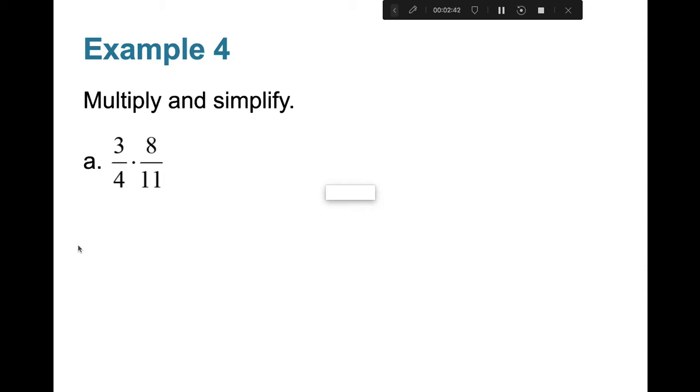Okay? So what numbers do you see here that would have a common factor, Valeria? 4 and 8. We can reduce the 4 to a 1, and the 8 to a 2, because 4 goes into 8 twice. Then I can multiply with those new numbers.